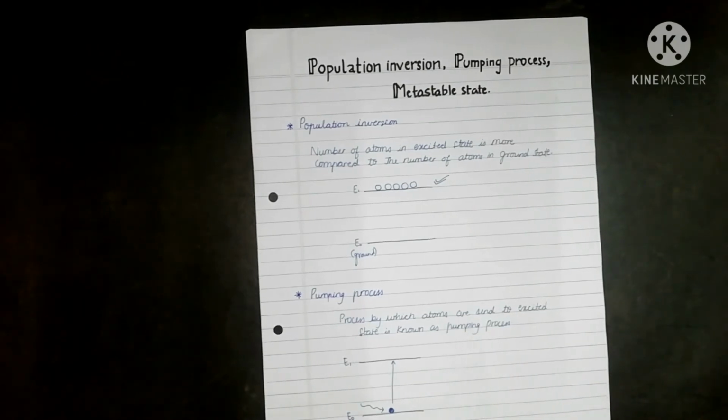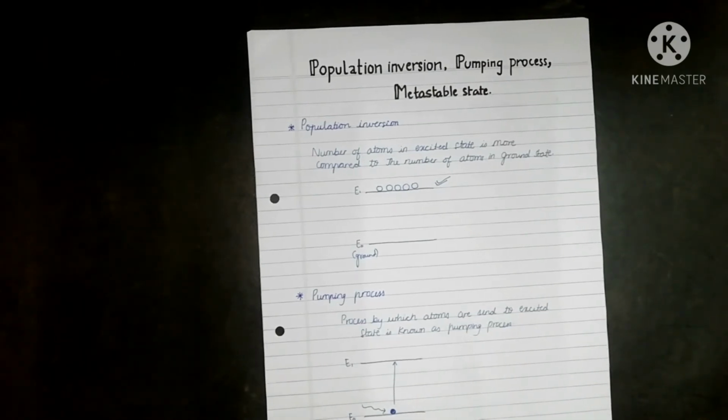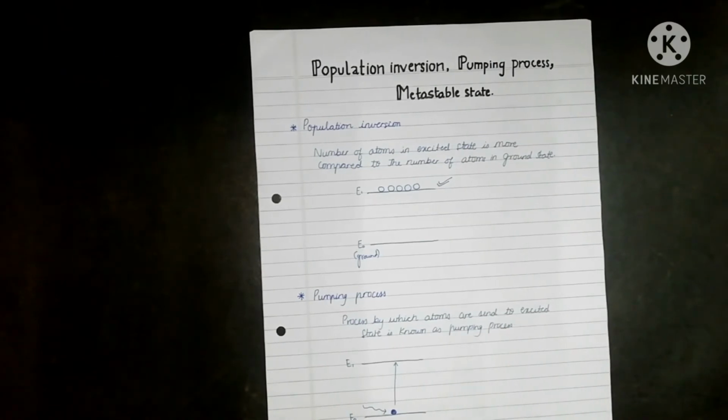Now there are numerous ways to do so. Examples are optical pumping, excitation by chemical reaction, electrical discharge, etc. When we study the helium neon laser, the pumping process is by electrical discharge.